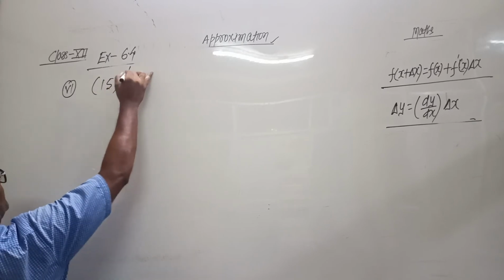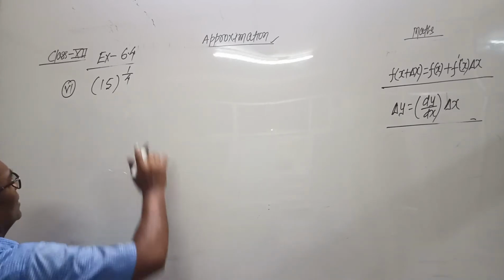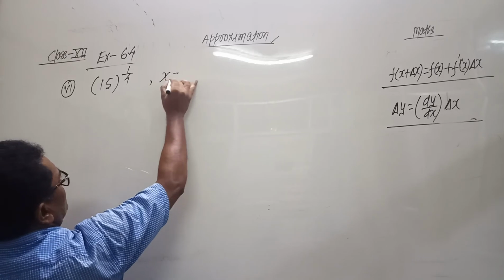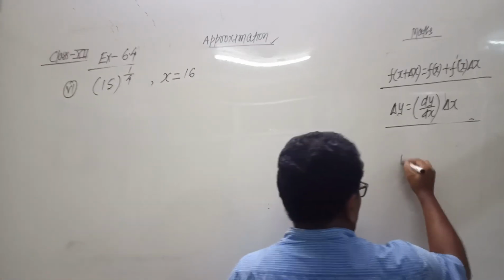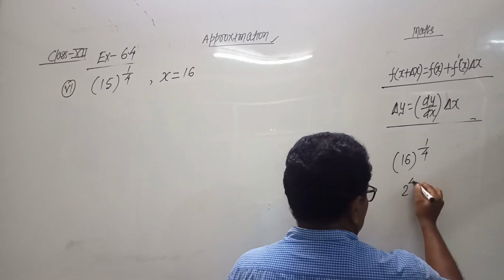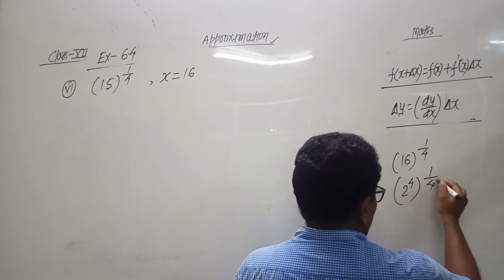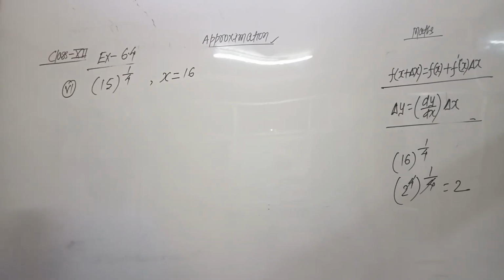15 raised to the power 1 by 4. So we have to choose the value of x, the value of x nearby 15 which has a 4th root. So x would be 16, because the 4th root of 16 is possible. 16 raised to the power 1 by 4, 16 is written as 2 raised to the power 4, raised to 1 by 4, it gives 2. So the 4th root of 16 is a perfect number.